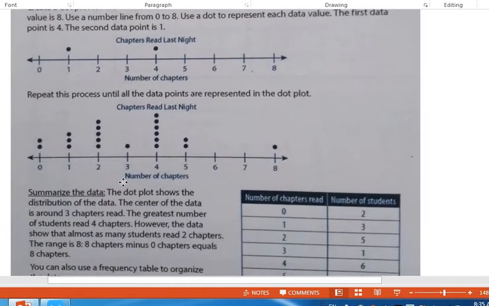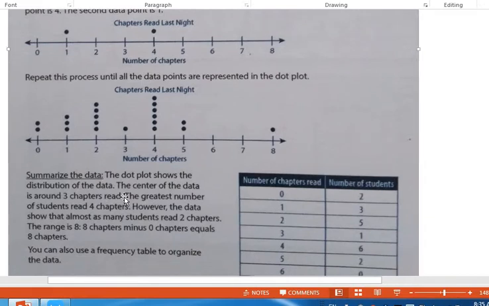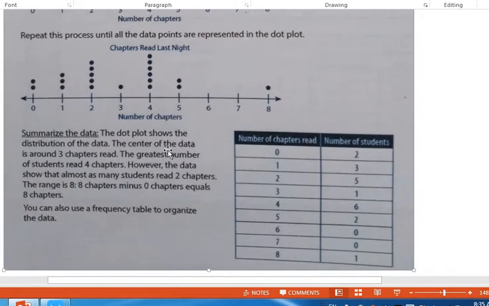So let's summarize the data. The dot plot shows the distribution of data. The center of the data is around 3 chapters read. The greatest number of students read 4 chapters. The dots represent the students here. The greatest number of students read how many chapters? About 4 chapters of the book.